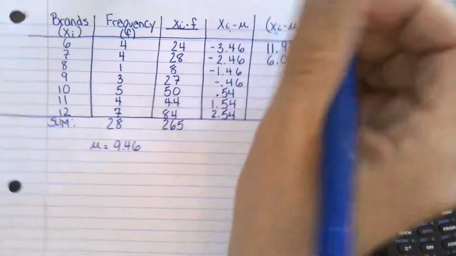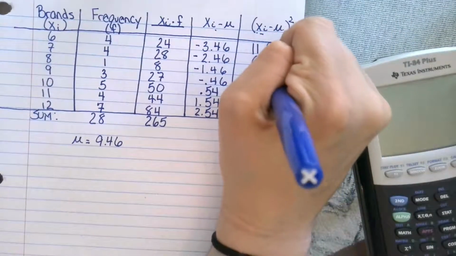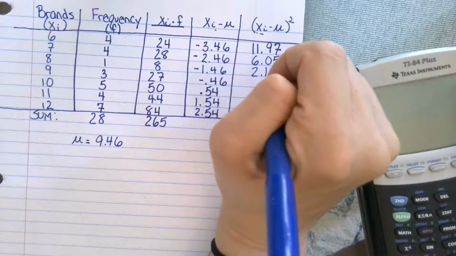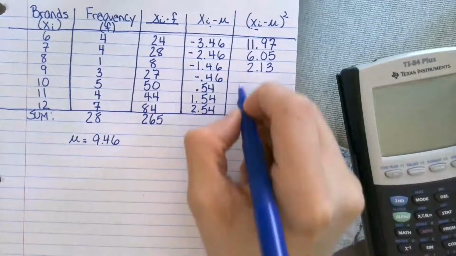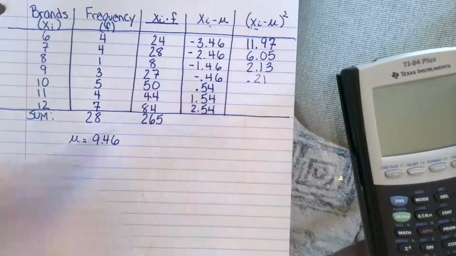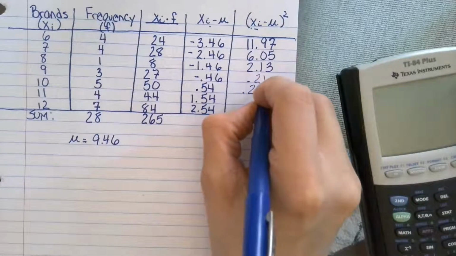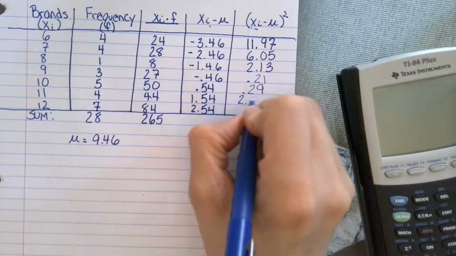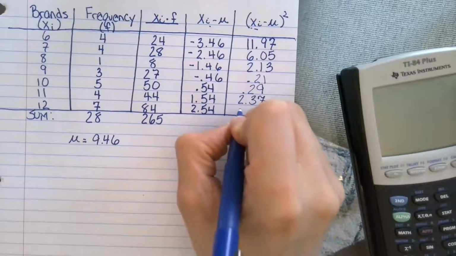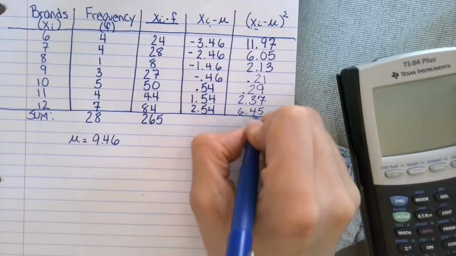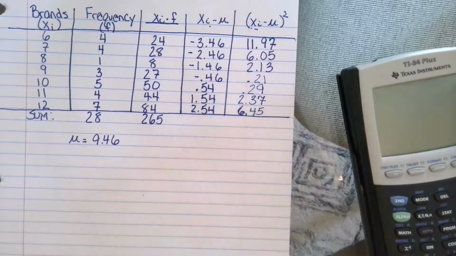I'm going to get 2.13, 0.21, 0.29, 2.37, and 6.45.